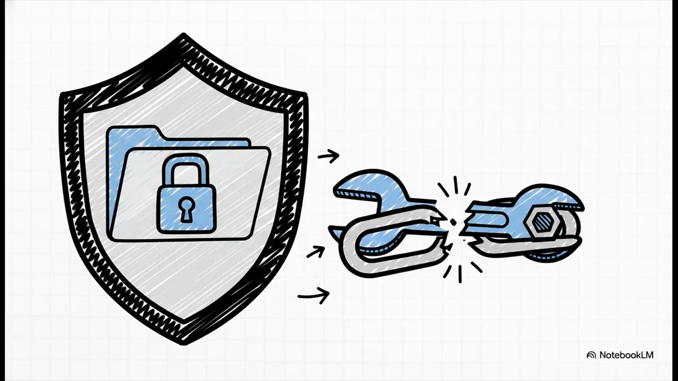Enter contestant number 2. NTFS, or New Technology File System. Microsoft actually introduced this in 1993, and it became the absolute default for all consumer Windows machines starting with Windows XP. It was built specifically to fix basically everything that FAT32 couldn't handle.